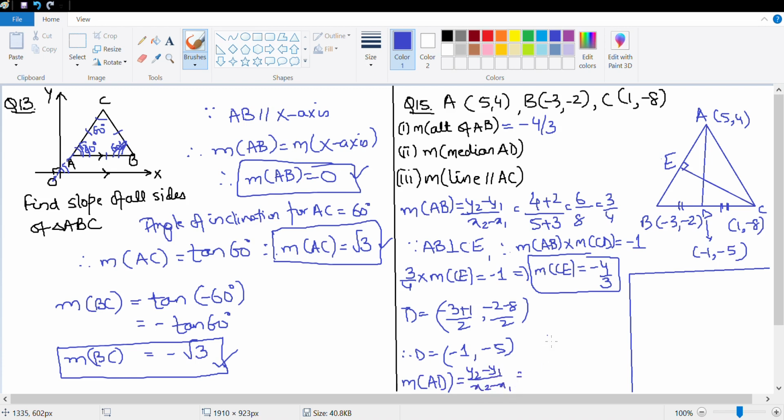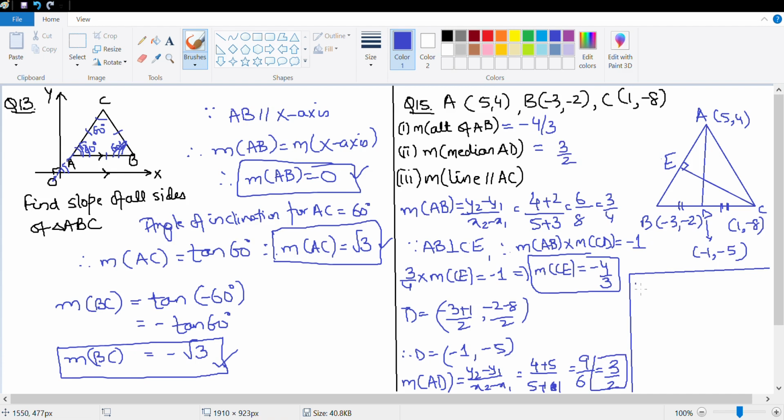In this case, y2 is 4 minus y1, that's -5, so 4 plus 5. x2 is 5 minus of -1, which means plus 1, not 6, 5 plus 1. So this means 9 upon 6, which means equal to 3 upon 2. So slope of AD is equal to 3 upon 2. So that's my answer for the second part.